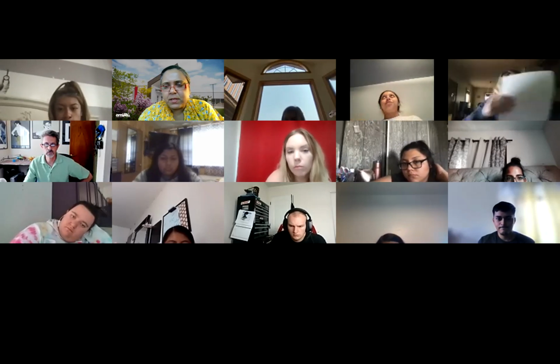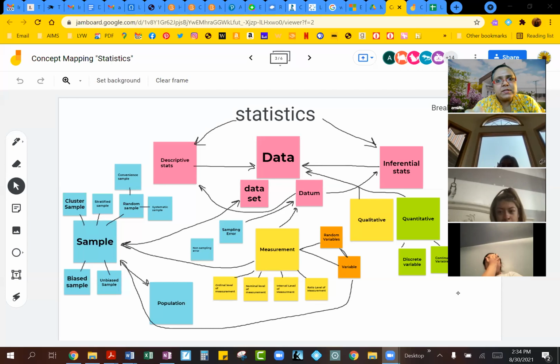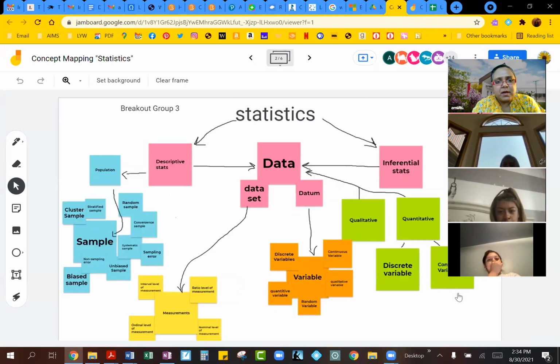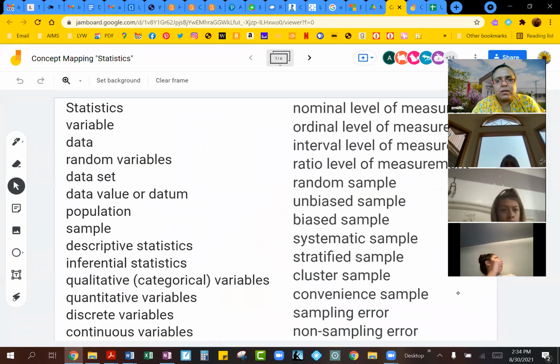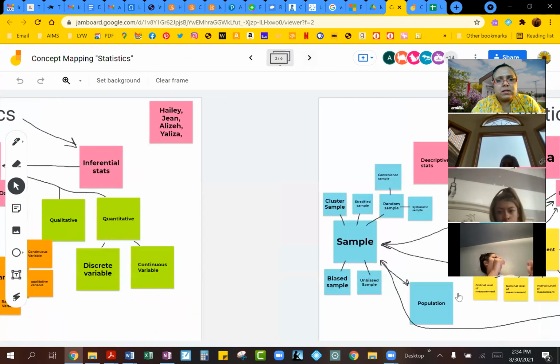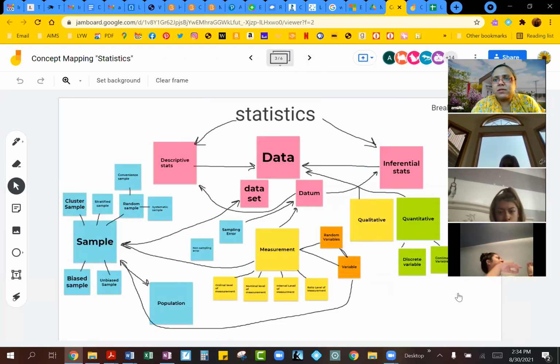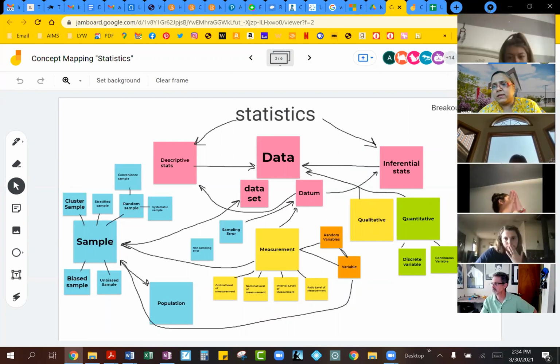So let me share my screen over here and let's see if I can find where group 1 is. I think I might have just skipped over you guys. Okay, so this third screen in the Jamboard belonged to group 1. So anyone from that first group, would you like to walk us through your concept map, please?